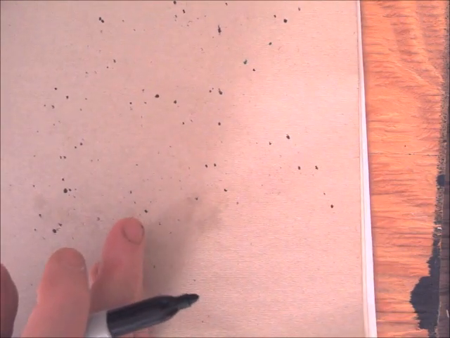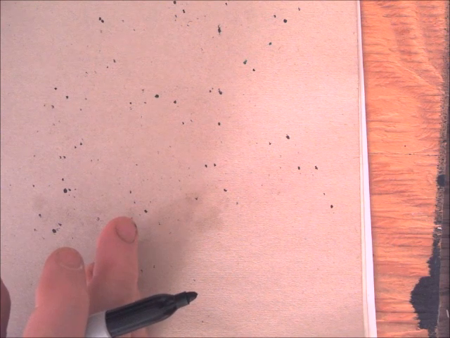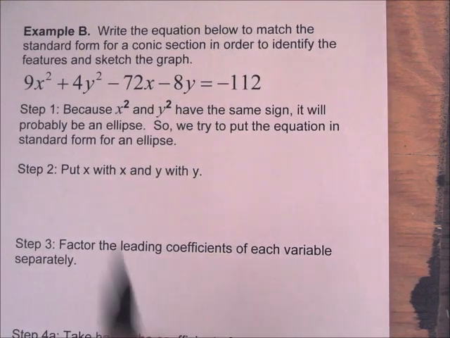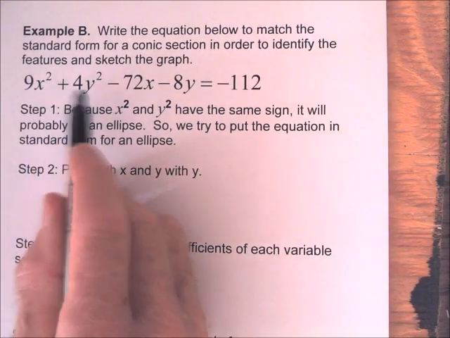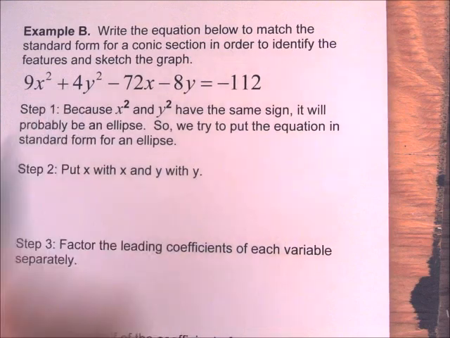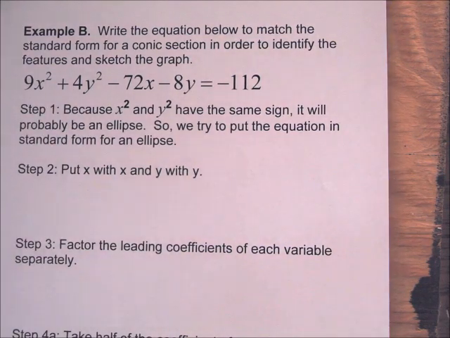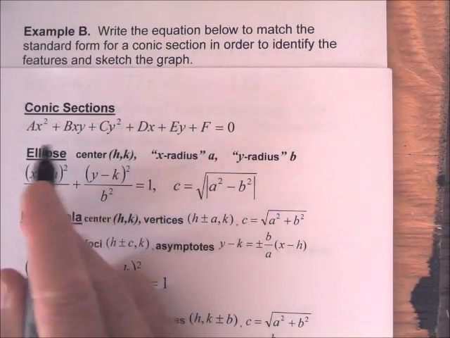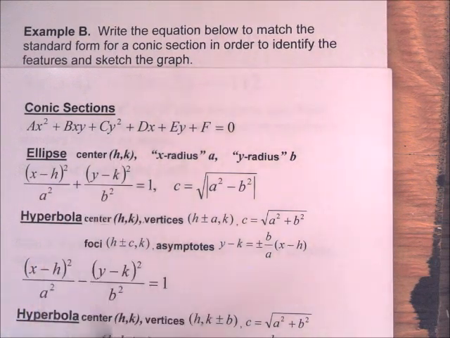The next example, example B, is a degree 2 equation, so it's not going to be a straight line. We have an x squared and a y squared. So let's pull back that formula sheet again that I kind of skipped over. So we have something that's more or less in this form here, the general form for a conic section.